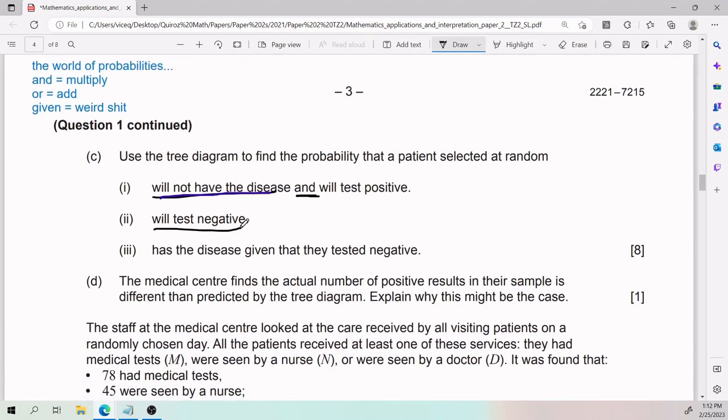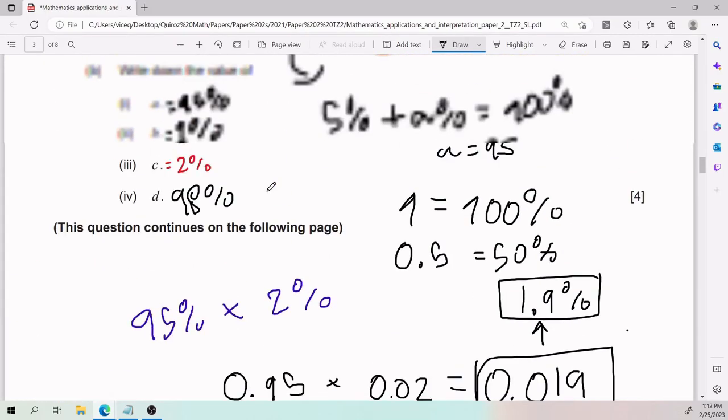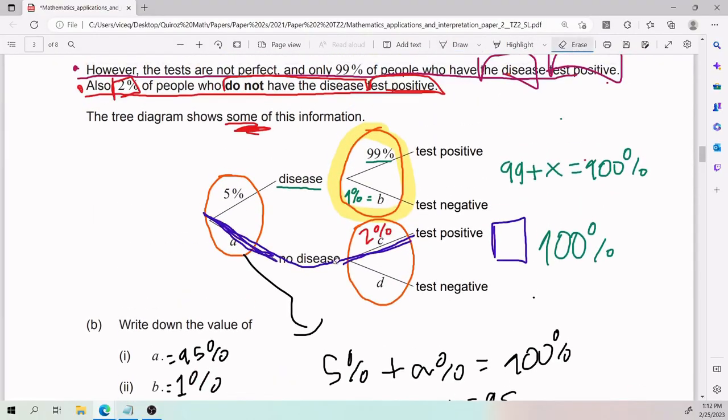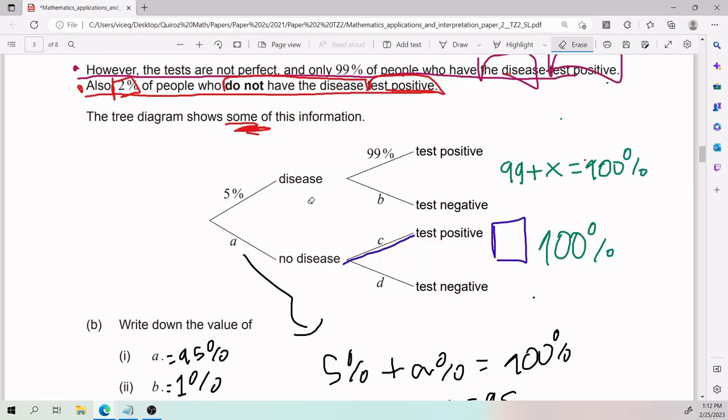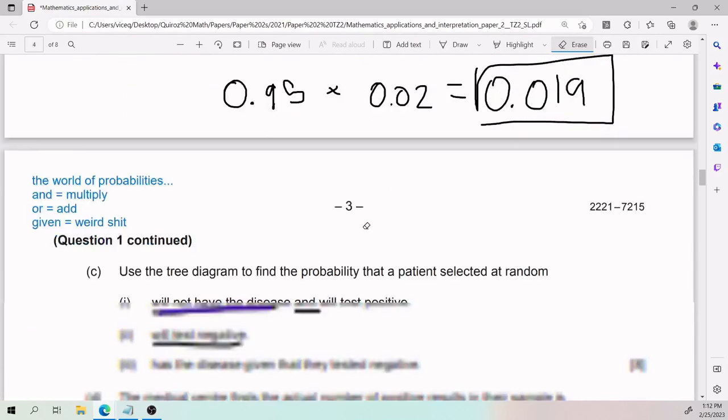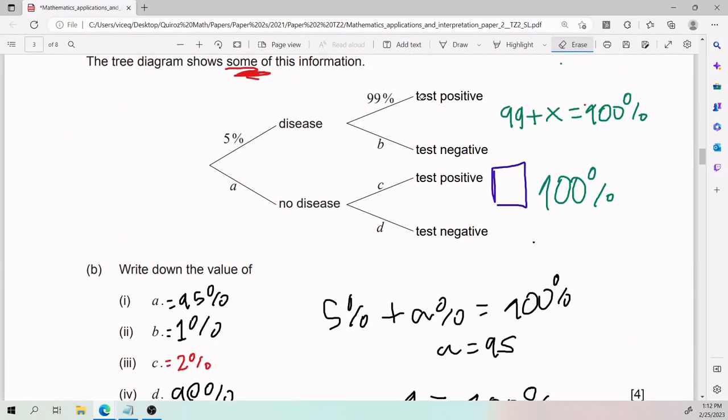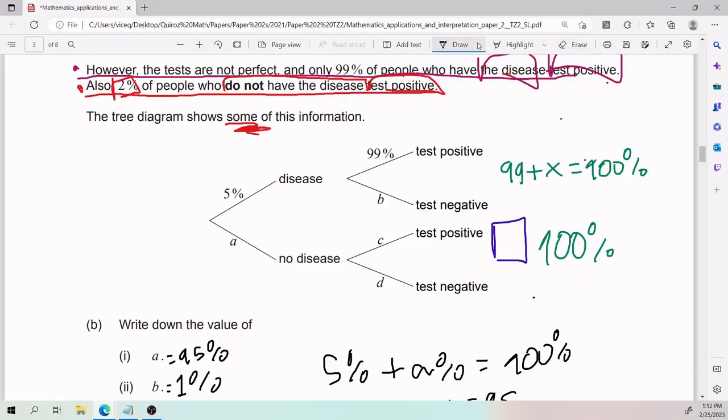For the second part, we have that you will test negative. If you will test negative, there are two options. Let me erase what's going on here for a second and make a little bit more space. So we're looking at will test negative. In which scenarios do you test negative? I test negative here, and I test negative here.